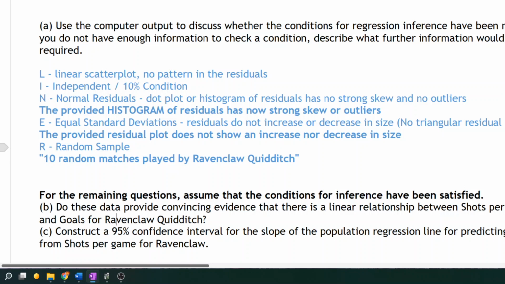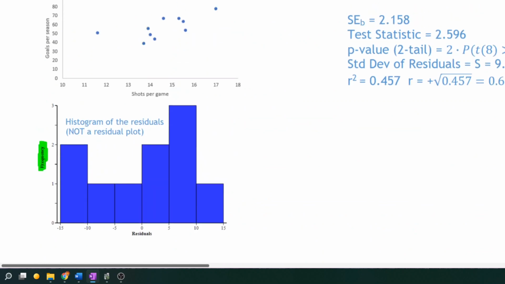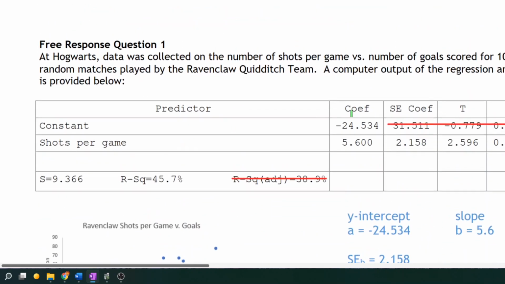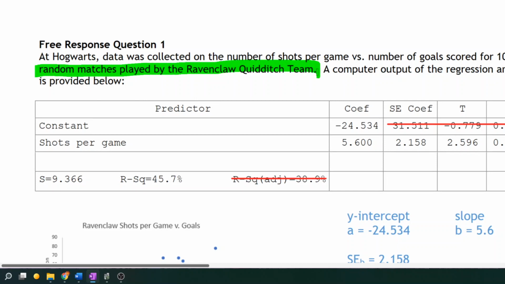For the random sample, we can quote from the problem, and the problem says very clearly that we are looking at 10 random matches played by the Ravenclaw Quidditch team. You can see that right over here.